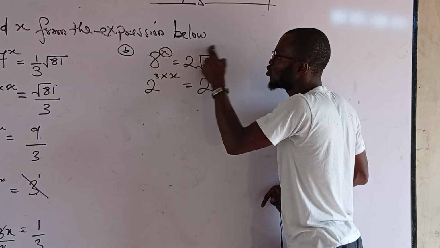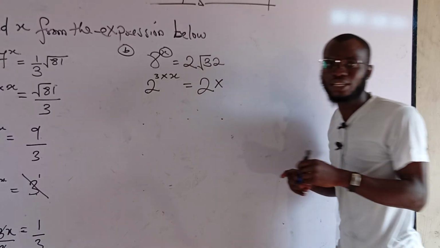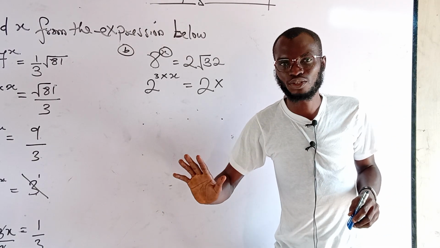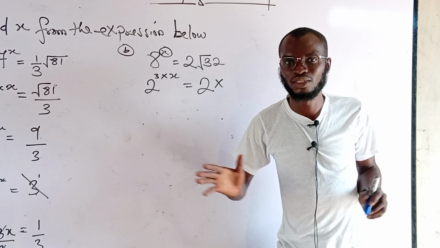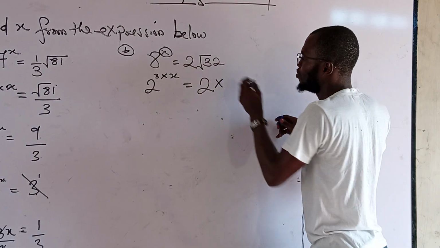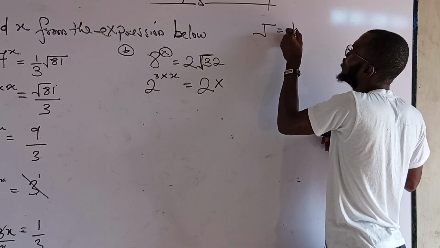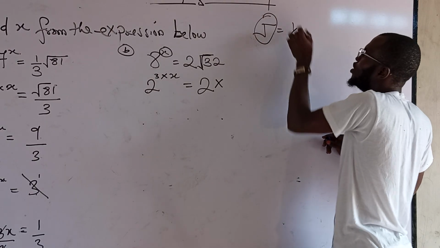This is square root of 32. Well, if you press square root of 32, it will bring 5 point something, so we don't need decimal digits. Now, anything square root in math is equal to 1 over 2. That means square root in math means 1 over 2.